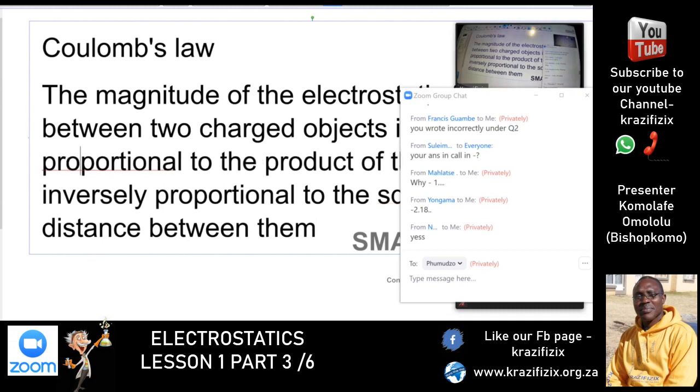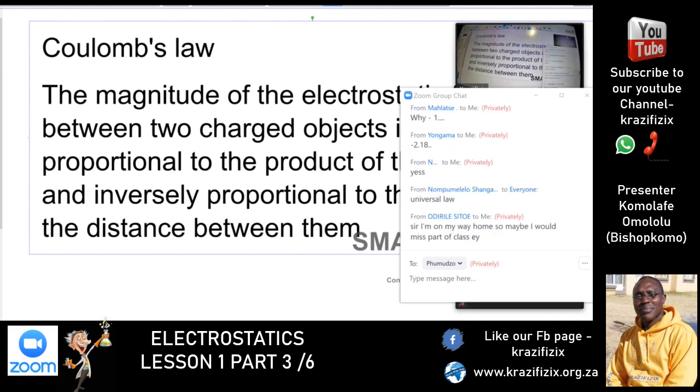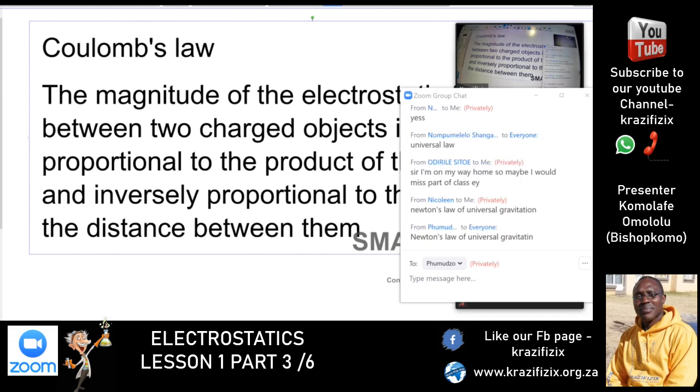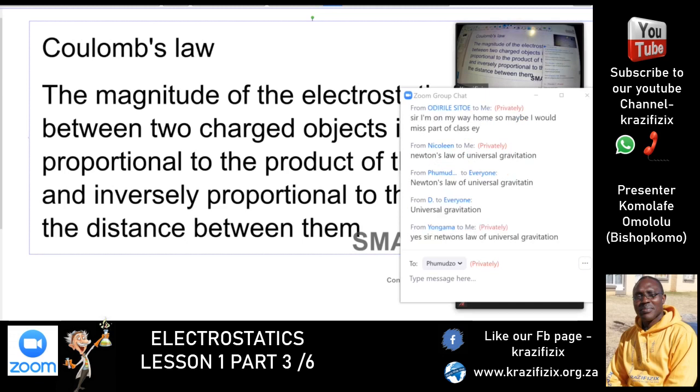I want to ask you a question. Have you seen this law somewhere? Something close to this. Something very close to this. Talk to me. Have you seen it somewhere? I've seen this law somewhere. Aha, you good. Newton's law of universal gravitation. Perfect. So basically, we are doing Newton's laws again.